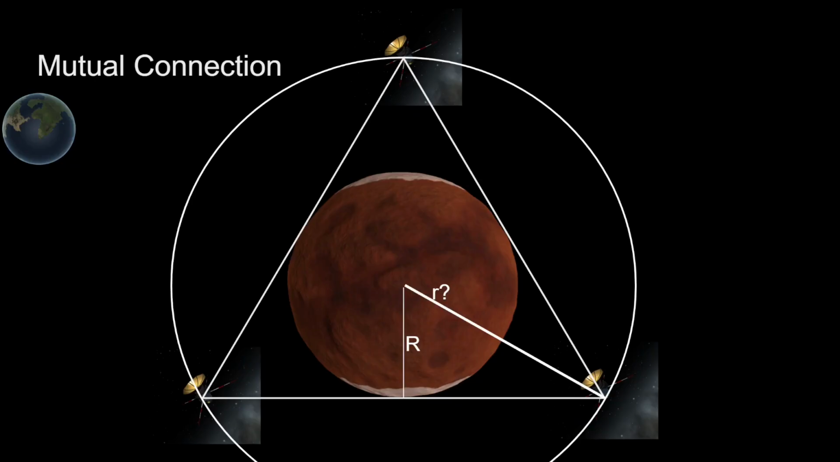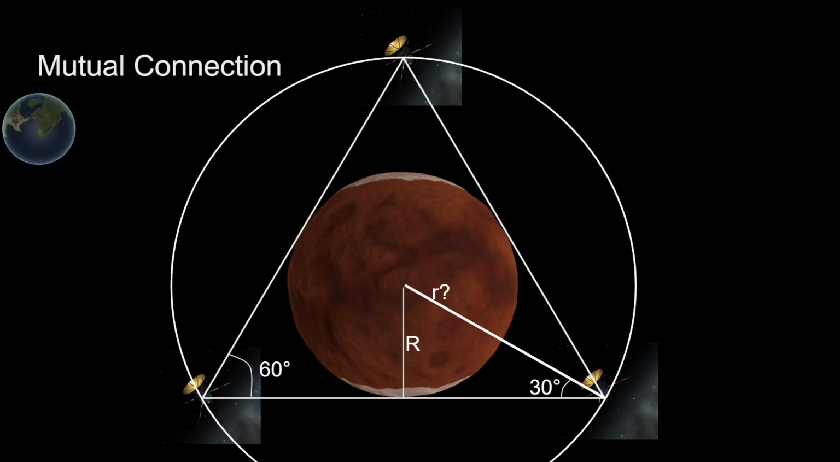Little r is the total radius of our relay orbit. The big R is the radius of the planet. Not quite enough info. Our relays are equidistant, so we have an equilateral triangle, which means that the interior angle is 60 degrees. Split that in half, and we get the right angle triangle with an angle of 30 degrees.